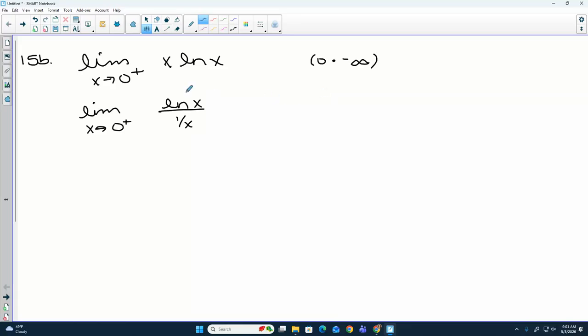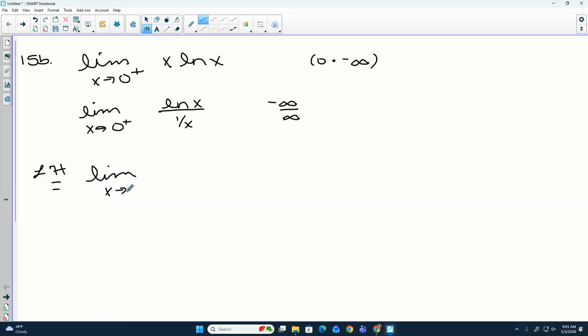Now, if I plug that in, as you're approaching 0 from the right, the natural log of x is going to negative infinity. 1 over a smaller and smaller number is going to infinity. Infinity over infinity, that's when we can do L'Hopital's. We labeled it LH to show this is the step where we do L'Hopital's.